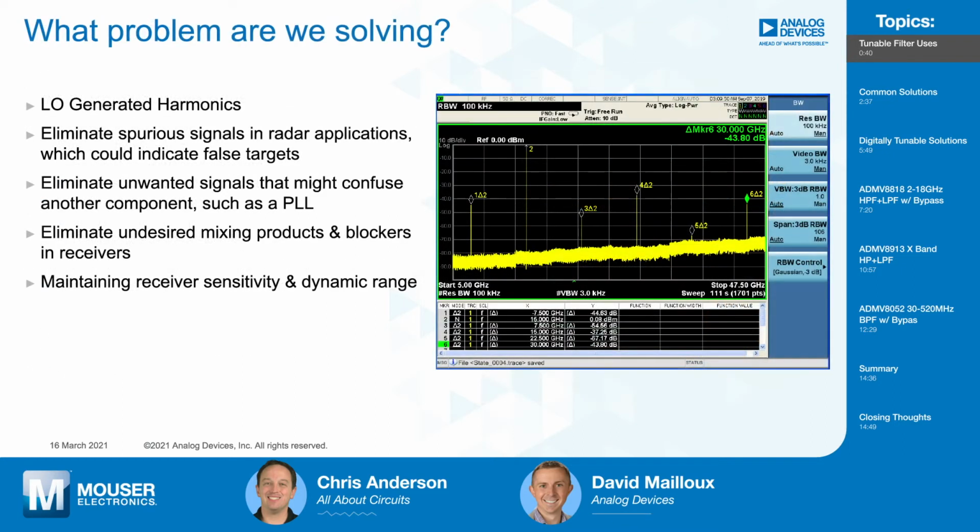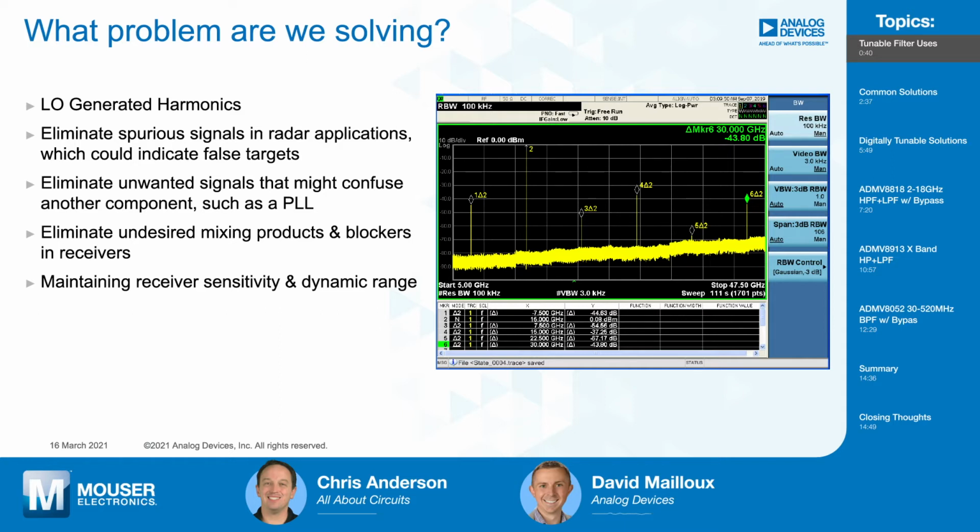Now, you mentioned blockers. Can you explain what those are and why we need to filter them out? A blocker is an unwanted signal that comes into the system. The problem with the blocker is it destroys a receiver's sensitivity and dynamic range, and it makes it difficult to demodulate the signal of interest.